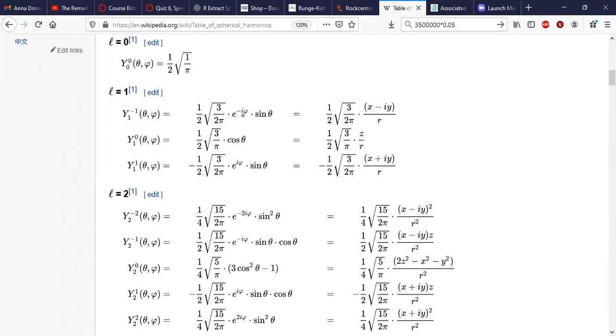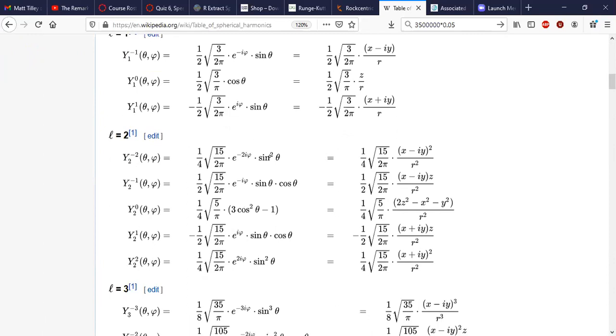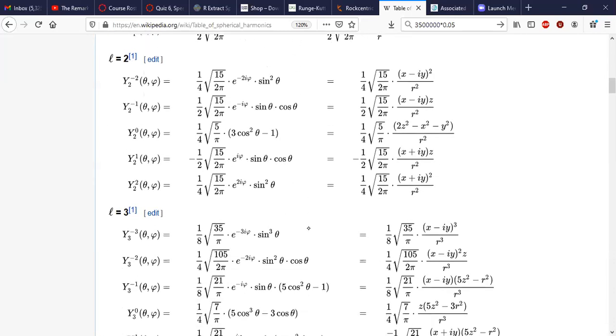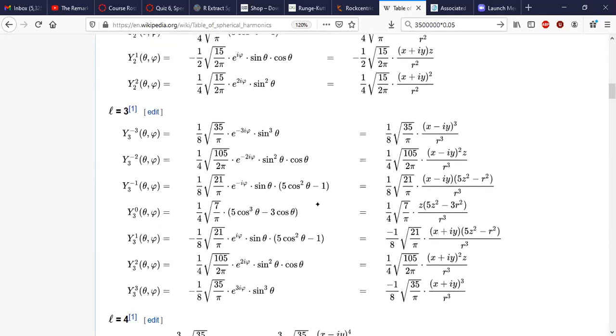I got e to the minus phi. M equals 0, no e to the phi. M equals 1, e to the plus phi. Sine theta, cos theta, sine theta. Sine squared theta for L equals 2, sine times cos, cos squared, sine times cos, sine squared. So just kind of notice some trends.